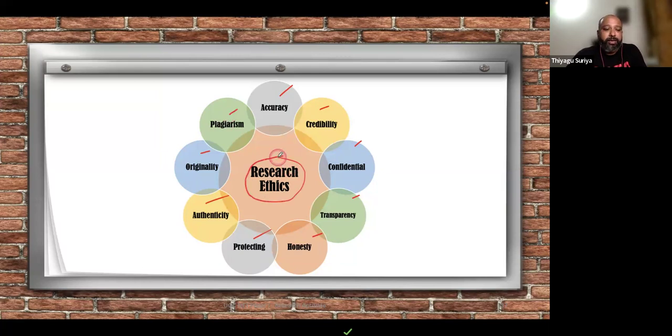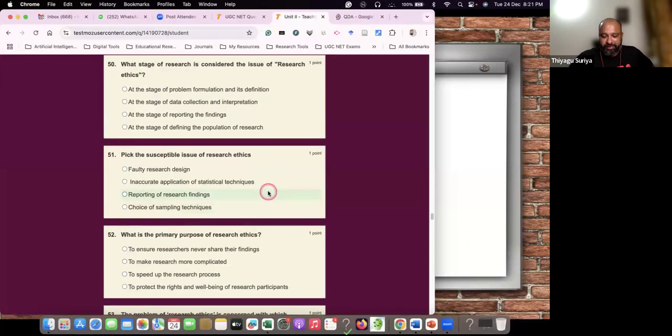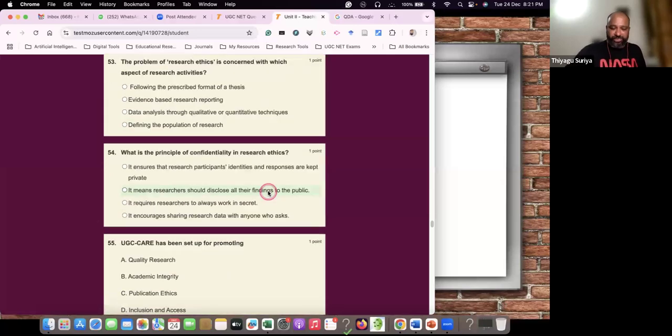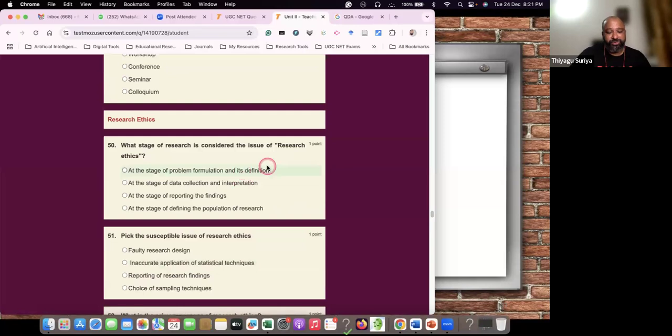And let's discuss with the questions instead of going with deliberation. I mean, that content, and just start with the discussion. Which stage of research is considered the issue of research ethics? Anyone? Which is the stage where research ethics issues may come?